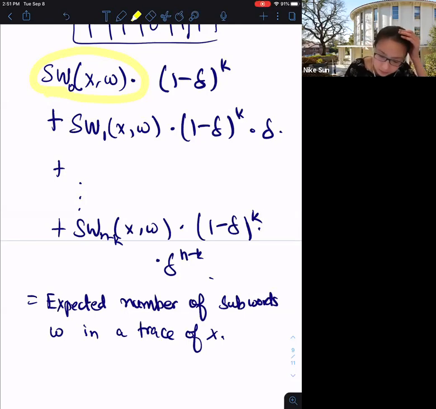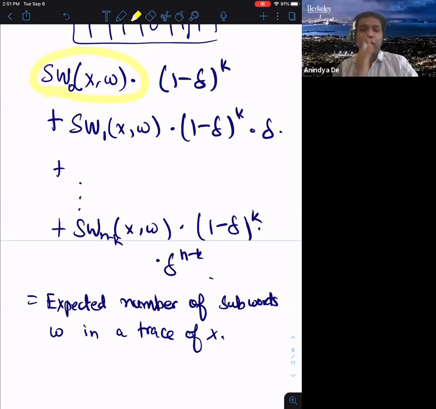Okay, so let's try to understand what's going on. We of course have an easy empirical estimator for the expected number of subwords of W in a trace of X. I can just sample a trace, see whether W appears or not, sample another trace, see how many times W appears there. So I have an empirical estimator for the right-hand side. The question is, how accurately do I need this number? Because I know this equation is true.